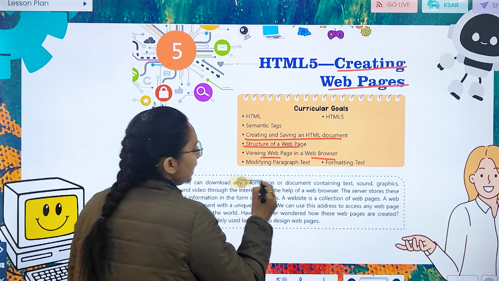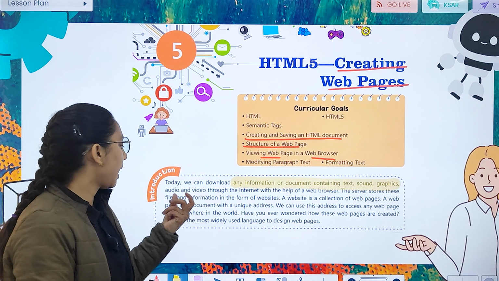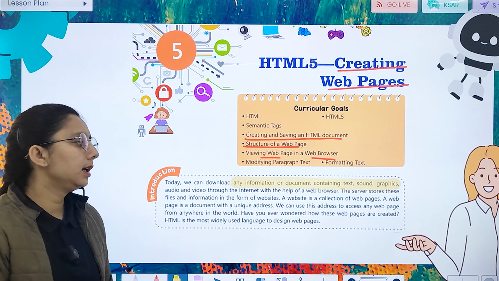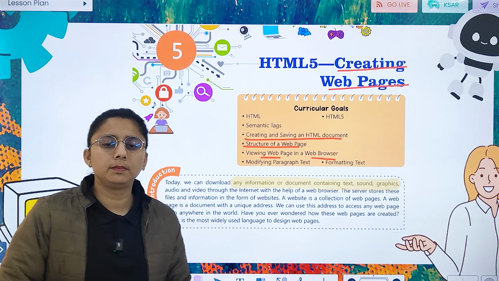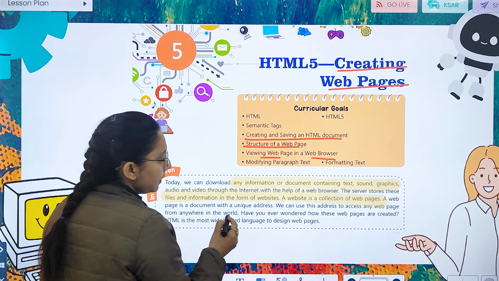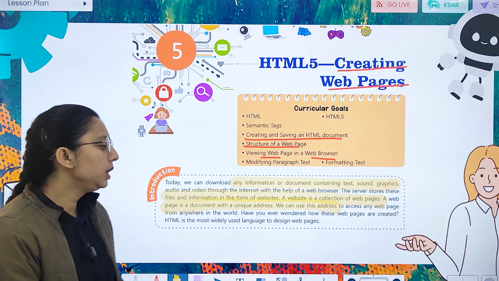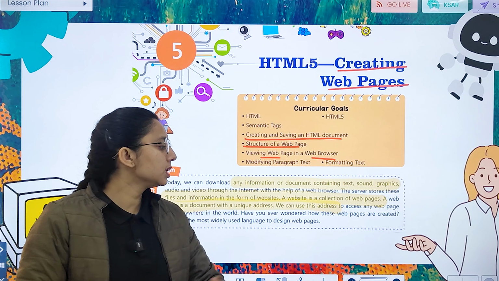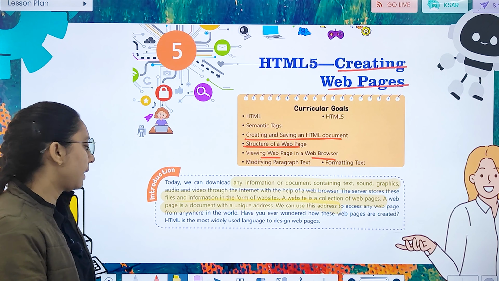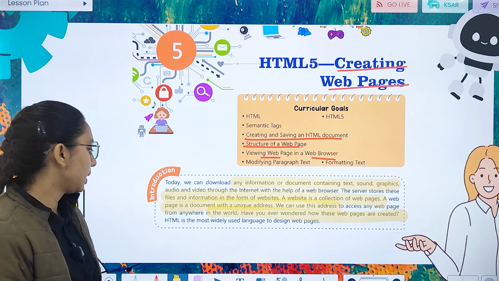Today we can download any information or document that contains sound, text, graphics, audio and video through the internet with the help of a web browser. The server stores these files and information in the form of a website. A website is a collection of web pages. A web page is a document with a unique address. We can use this address to access any web page from anywhere in the world. Have you ever wondered how these web pages were created?